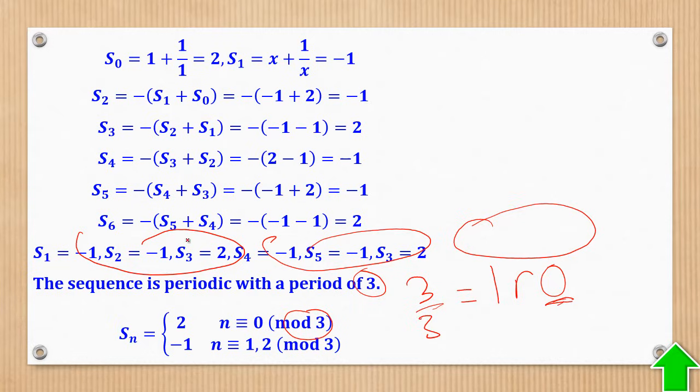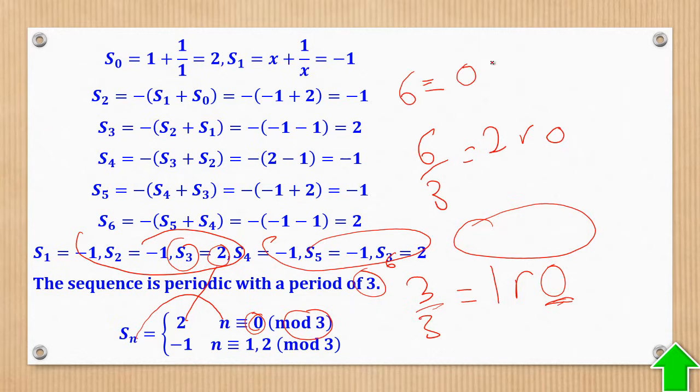You realize that for S3, the remainder is 0. That's why you say that when n is 3, the remainder is 0. Same applies to 6. If I divide 6 by 3, I'll get 2, remainder 0. Now, how do we write that in terms of modulo? We shall say 6 is equivalent to 0 modulo 3. Meaning that when I divide 6 by 3, I must get a remainder of 0.